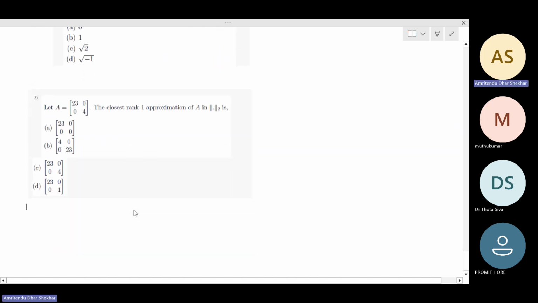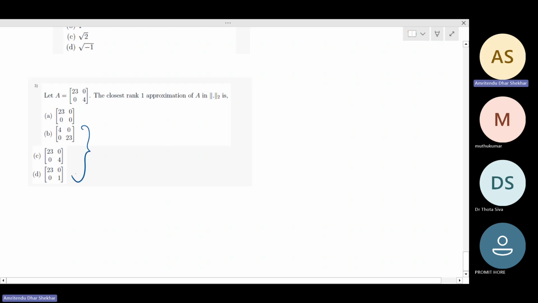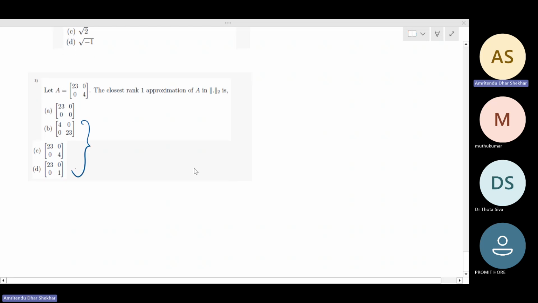So let A be something like this. What is the closest rank 1 approximation of A in the 2 norm? These matrices are not even rank 1 matrices, so there's nothing to do over here. Let's look at the fourth problem. I hope this is clear, right? These are straightforward problems.